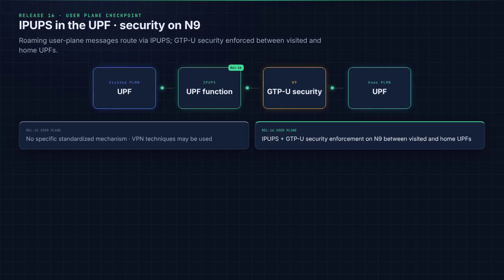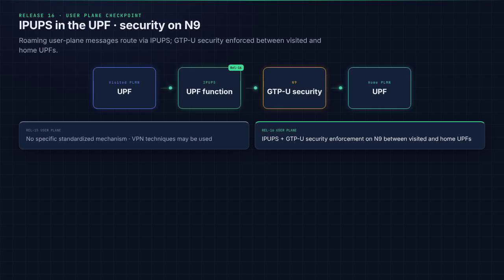Watch the path assemble. In a visited network, user packets enter the visited UPF. For inter-PLMN roaming user plane, traffic is steered so IPUPS participates. Across N9 toward the home PLMN UPF, IPUPS enforces GTPU security. The home side symmetrically sits behind its own user plane edge.